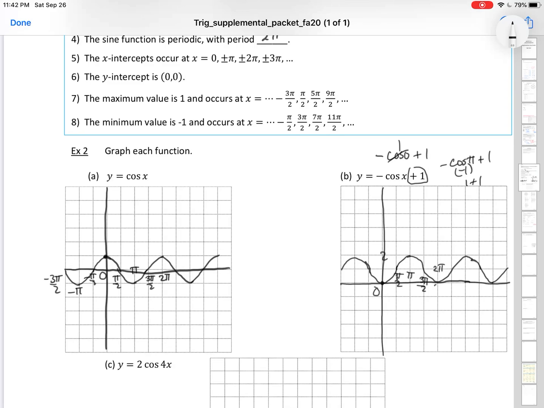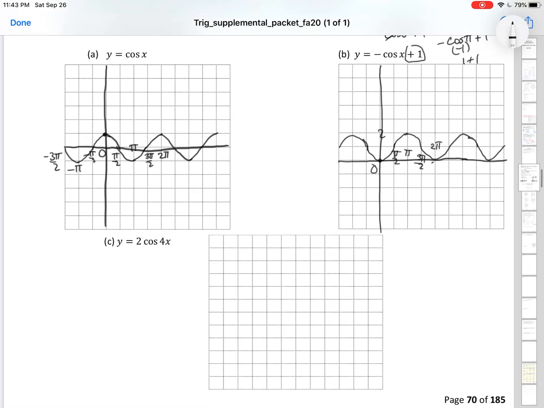So that's my big recommendation. Do your work in pencil and erase what's there. Maybe even put in just a dotted line for reference. So we know what this 2 on the outside is going to do from our experience in algebra. It's going to do the same thing with this trigonometric function. Instead of going up to 1, we're going to go up to 2. And the 4 in there with the x is going to adjust our period.